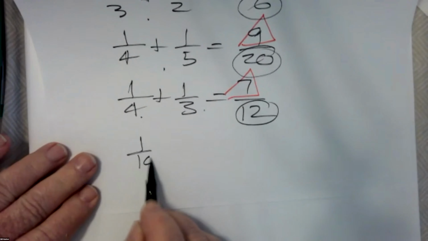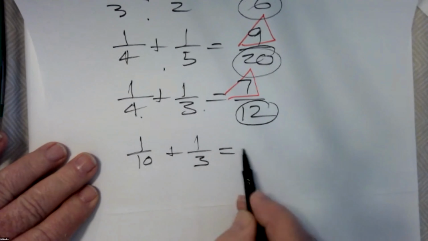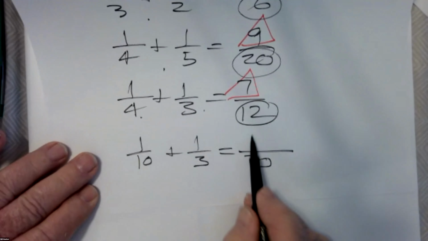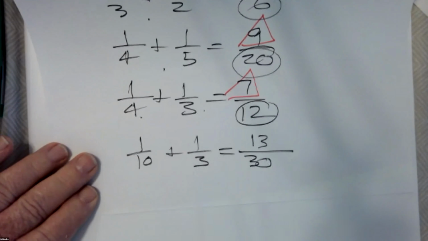Because now if I said to them, what is 1/10 plus 1/3? What they're going to describe is to get the denominator, they're going to multiply. To get the numerator, they're going to add. And the answer is 13/30.